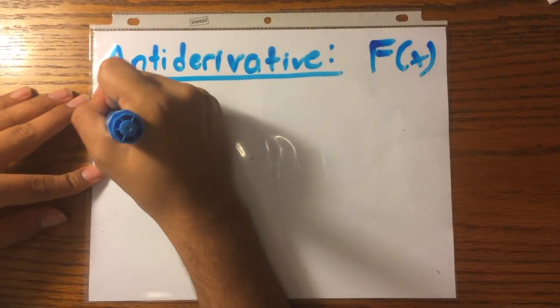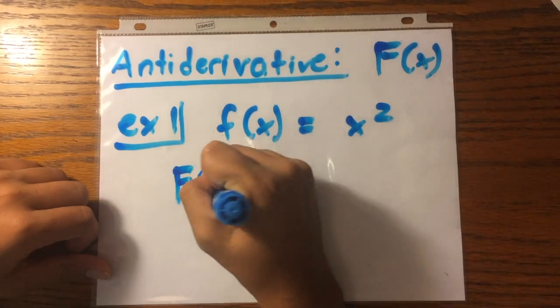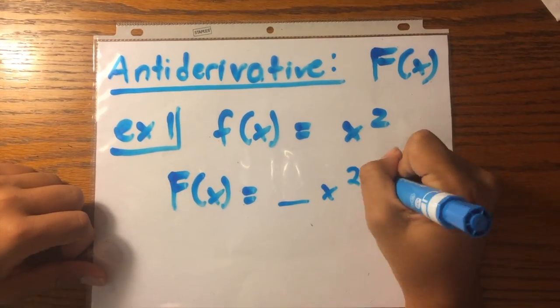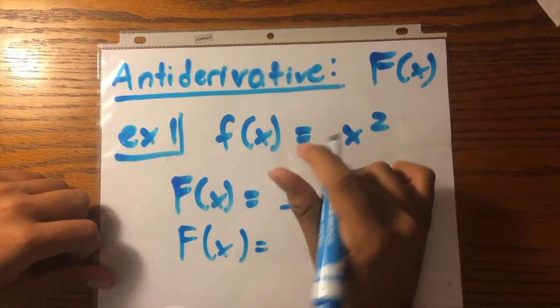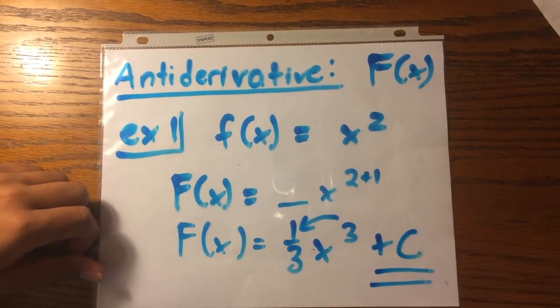For example, we have the function f of x equals x squared. So in order to find the integral of x squared, we need to have something to the x cubed. And so we have 1/3 x cubed plus c.